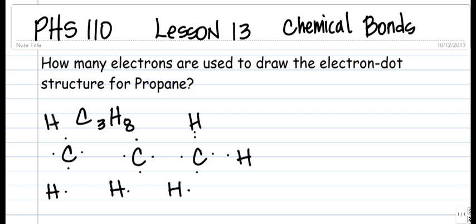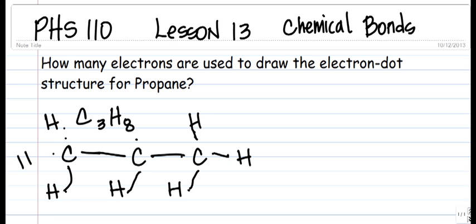So you'll see when you draw it out that every single carbon bonds to a carbon and a hydrogen. And that's where you get your C3H8.